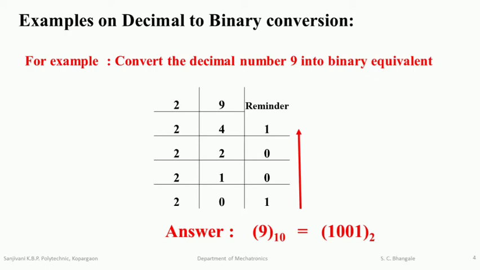Now we have to write the equivalent binary number of the given decimal number 9. We write down the remainders in reverse direction. So what is the answer? 1001. Note this here, we have to write down the remainders in reverse direction. So the answer is 1001 to the base 2.